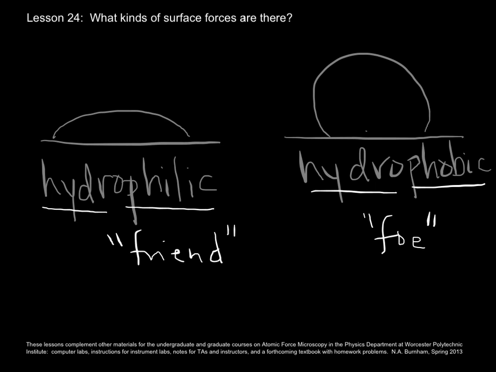In other words, water likes hydrophilic surfaces and doesn't like hydrophobic surfaces. What is the mechanism by which this happens?